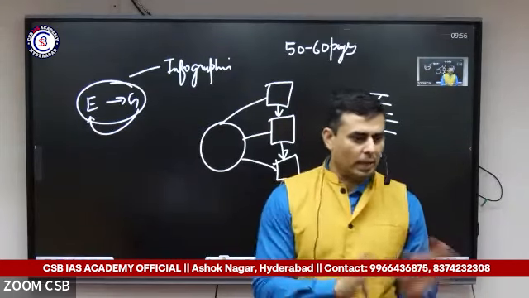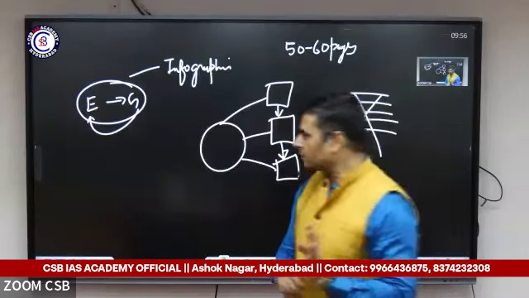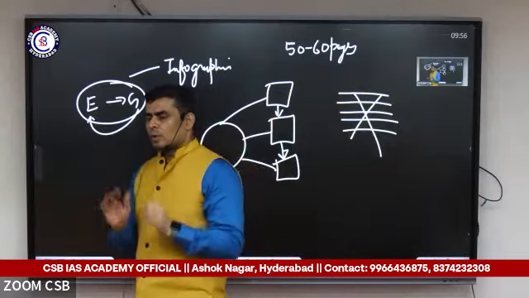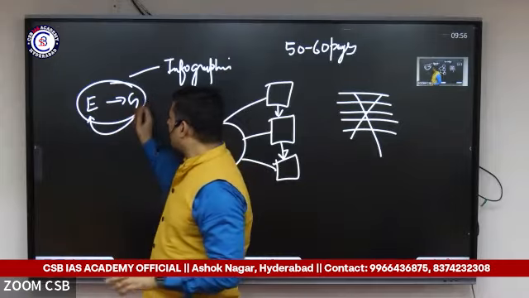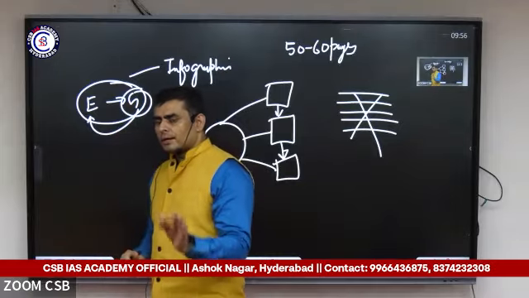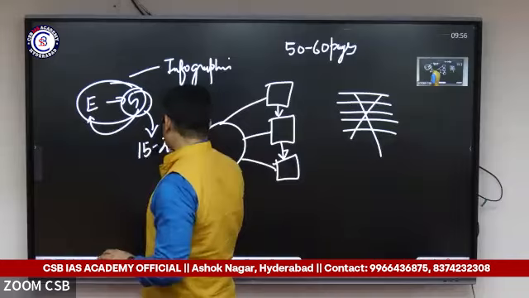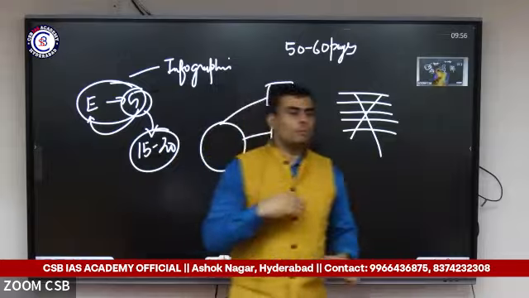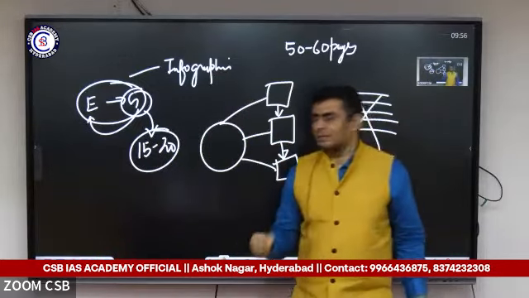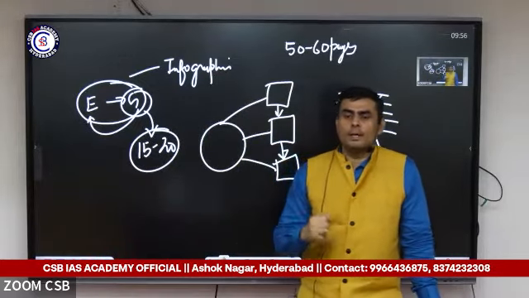Which need to be aligned together: ethics and governance. And remember that when you are going to make notes on governance, your target is to make your notes concise, in a maximum of 15 to 20 pages. Do not go beyond it. Try to concise your notes in 15 to 20 pages.